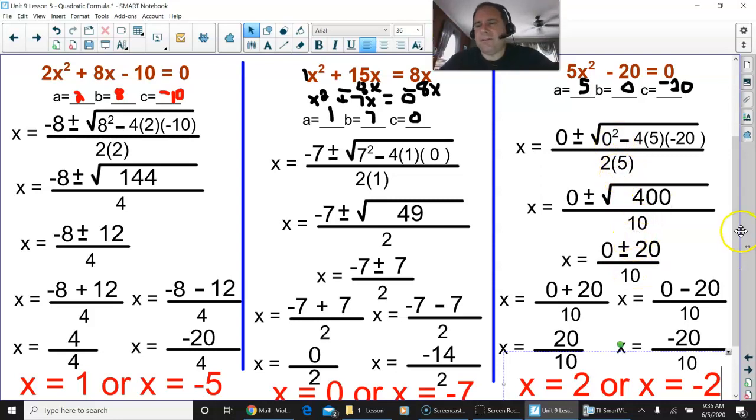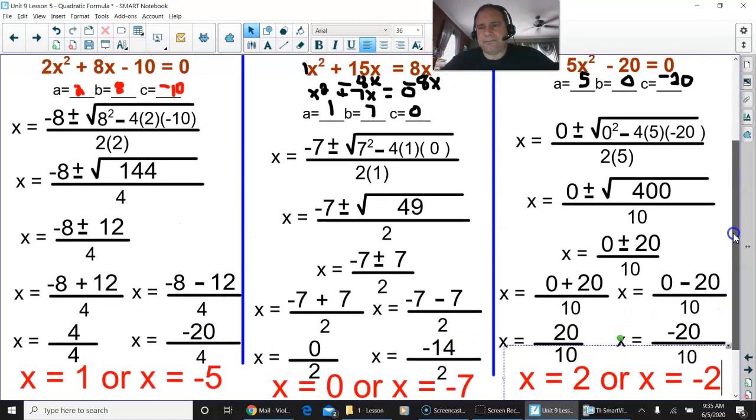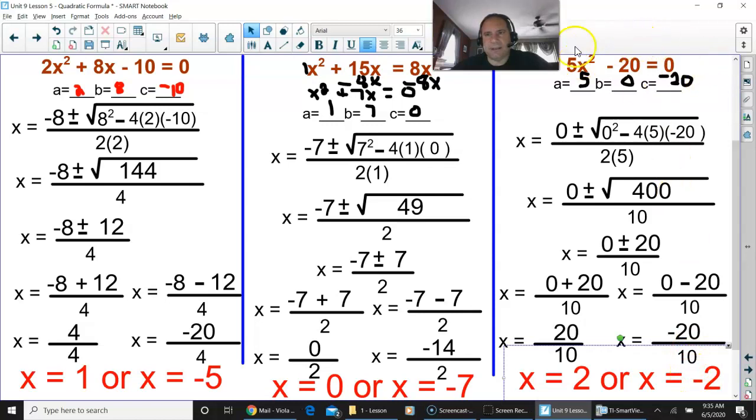That bottom number, the denominator, and then you just go ahead and split it up like this: 0 plus 20 over 10, 0 minus 20 over 10. 20 over 10 is 2. That's one of the roots. And -20 over 10 is -2. You could substitute this into the calculator, and it'll give you the same roots.